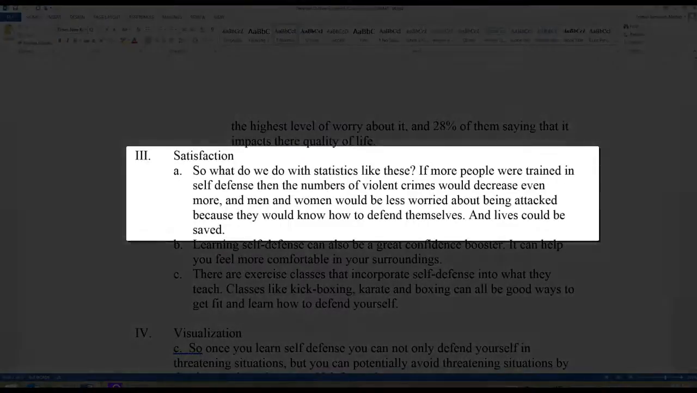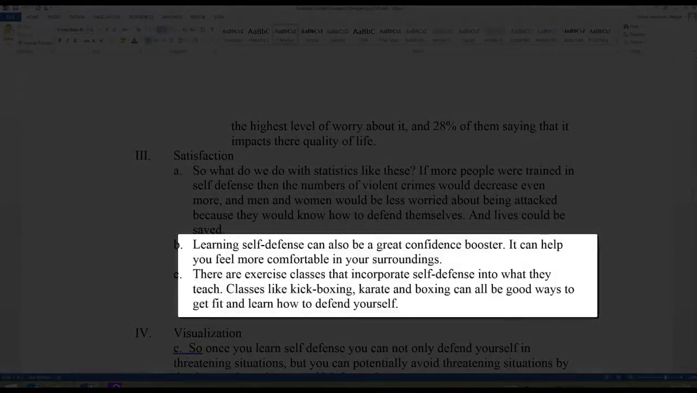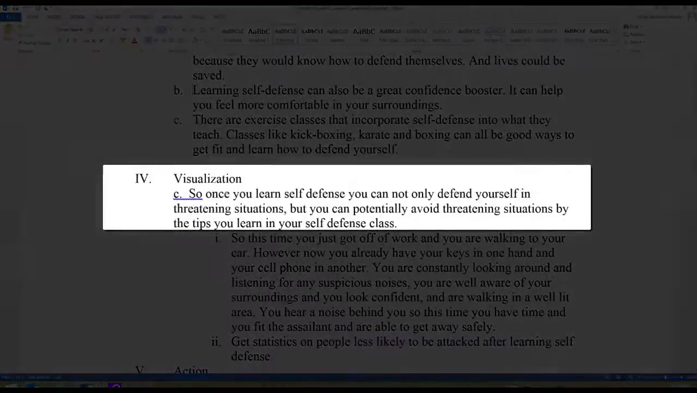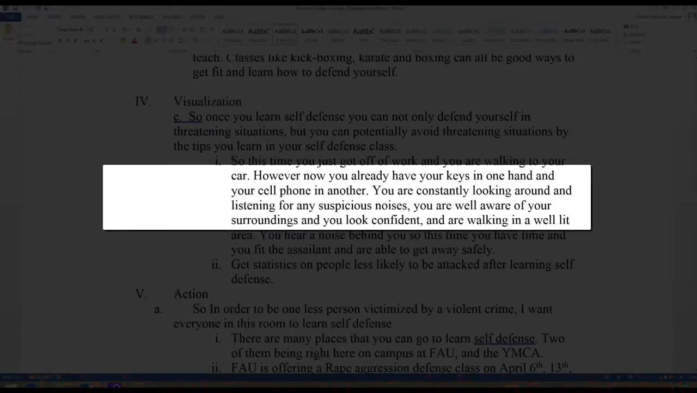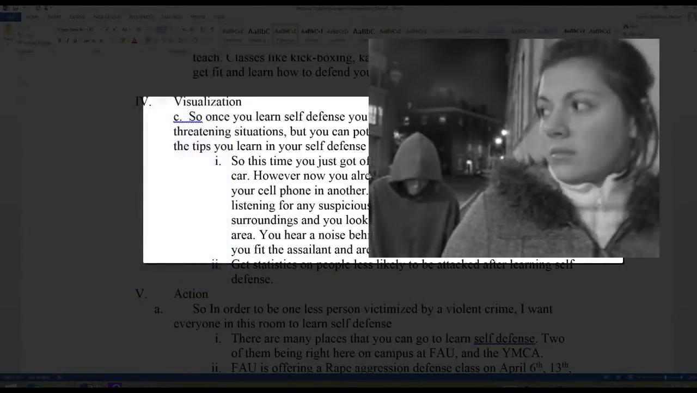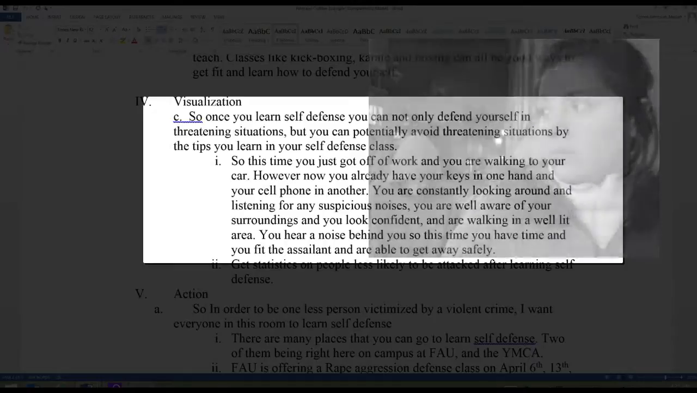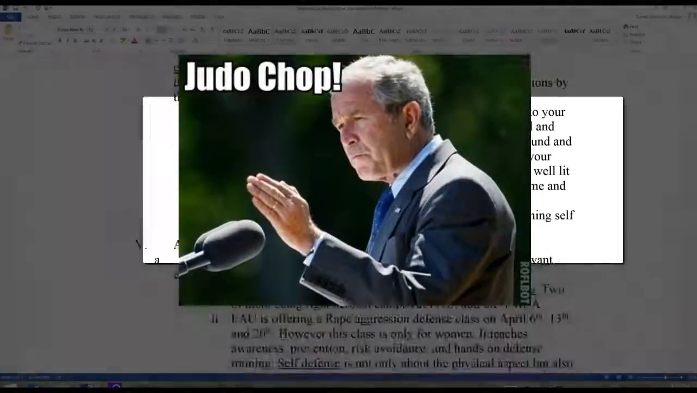Then we move on to satisfaction, right, so it's what can you do, learn self-defense, and then of course the actual benefits to self-defense. Then you move on to visualization. Now remember, visualization is going back to what happened in that narrative that occurred in the attention step and fixing it. So again, you have that same thing going on over here, and you see that you're getting off of work, you're walking, it's late. Right now, you're looking around, you're listening for any suspicious noises, and then this time someone comes up to you and you're actually able to karate chop them and get away.